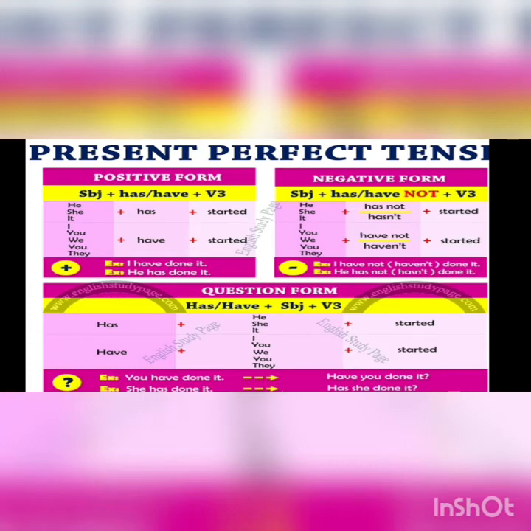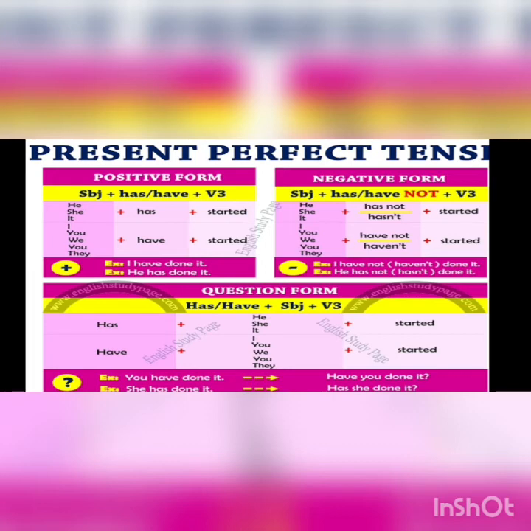She has not started her work. She hasn't started her work. Hasn't is the short form. Okay, it hasn't rained today. So my kids, we add not before the action word, and the structure for it is subject plus has or have plus not plus third form of verb plus object.